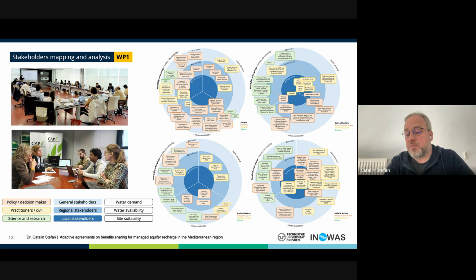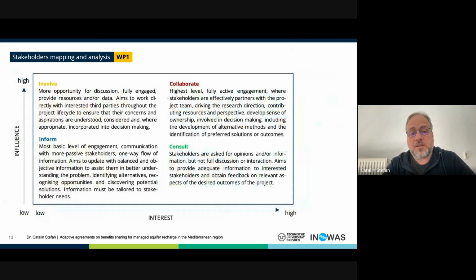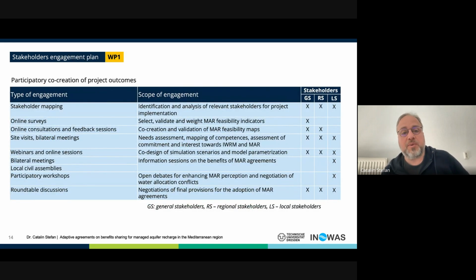We're talking about water availability, and we are looking at conventional and non-conventional water sources. And we are looking also at the intrinsic suitability, so geology of the area, morphology, topography, and so on. We built these maps for all 4 case studies, and the second step was to cluster the stakeholders based on their interest that they show for the project and or potential influence in decision making. And based on these 4 categories, we design specific engagement plans.